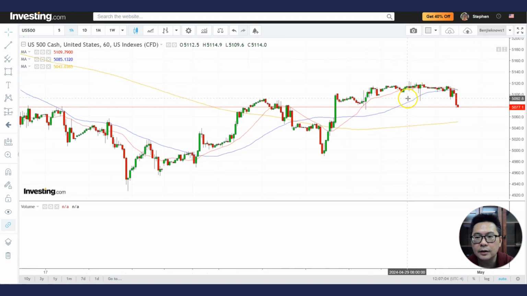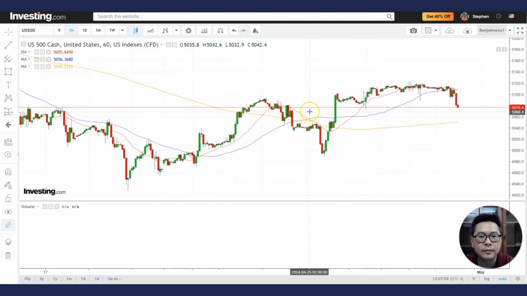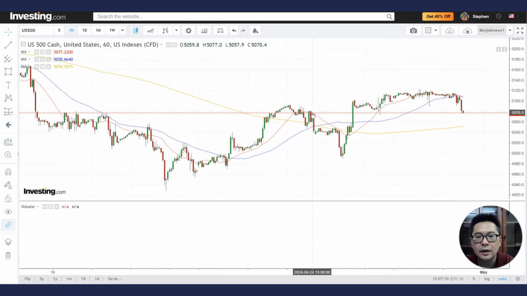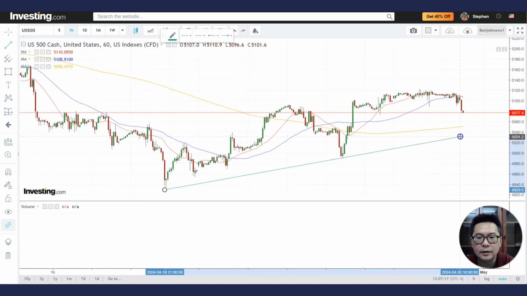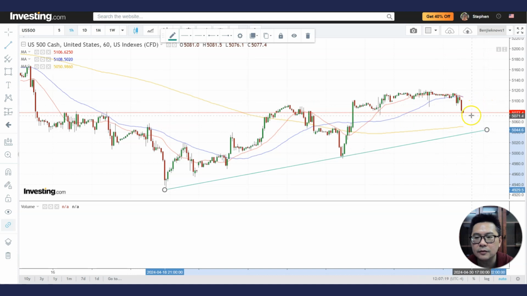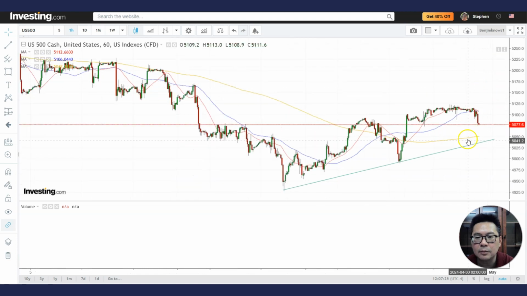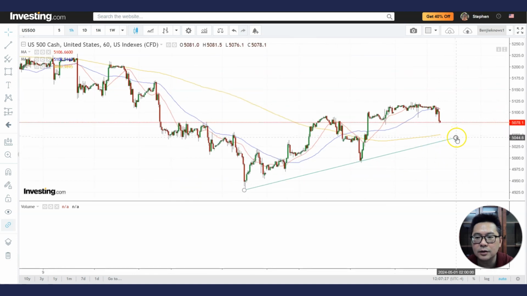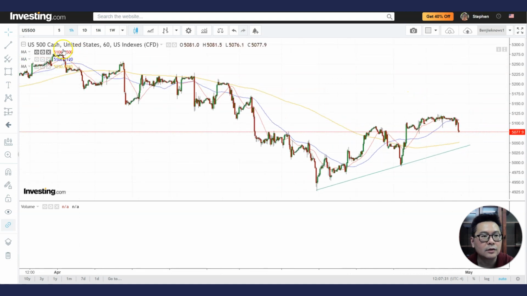If you look at the 60-minute chart, it's kind of rolling down at this moment, and if we draw this uptrend line here, it's still trading above the uptrend line. So what we want to see is for this support area to hold and for it to go back up. Otherwise, if it breaks this uptrend line, we might see further continuation to the downside.